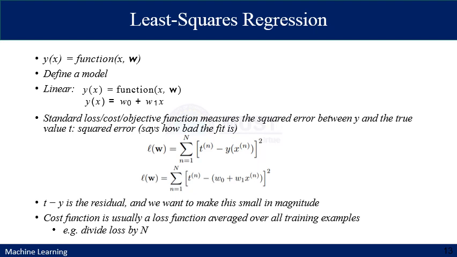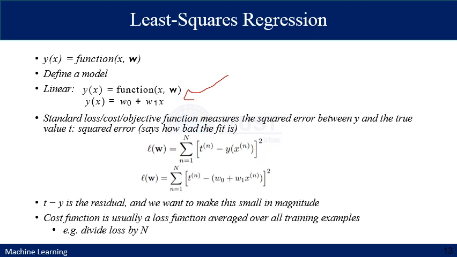So one of the most commonly used regression models is least squares regression. This is again a simple, linear model, and we use the same model as in the previous slides, which is a function of x and the weight attributes. So again we have a linear model y of x, which is equal to w0, the bias term, plus the weight terms with the input feature vector.